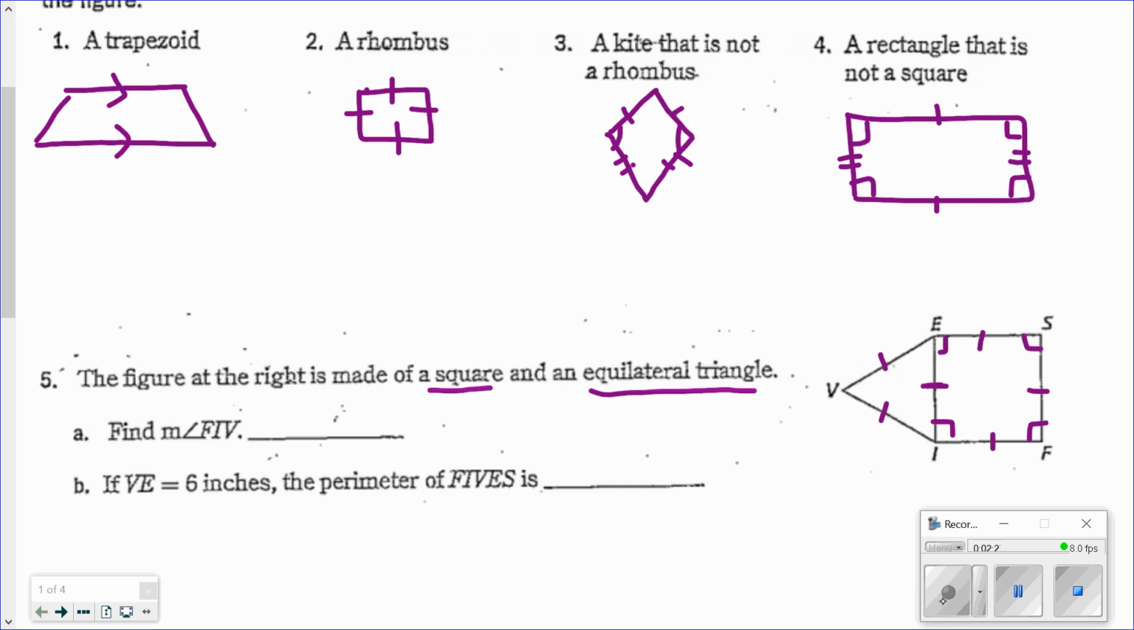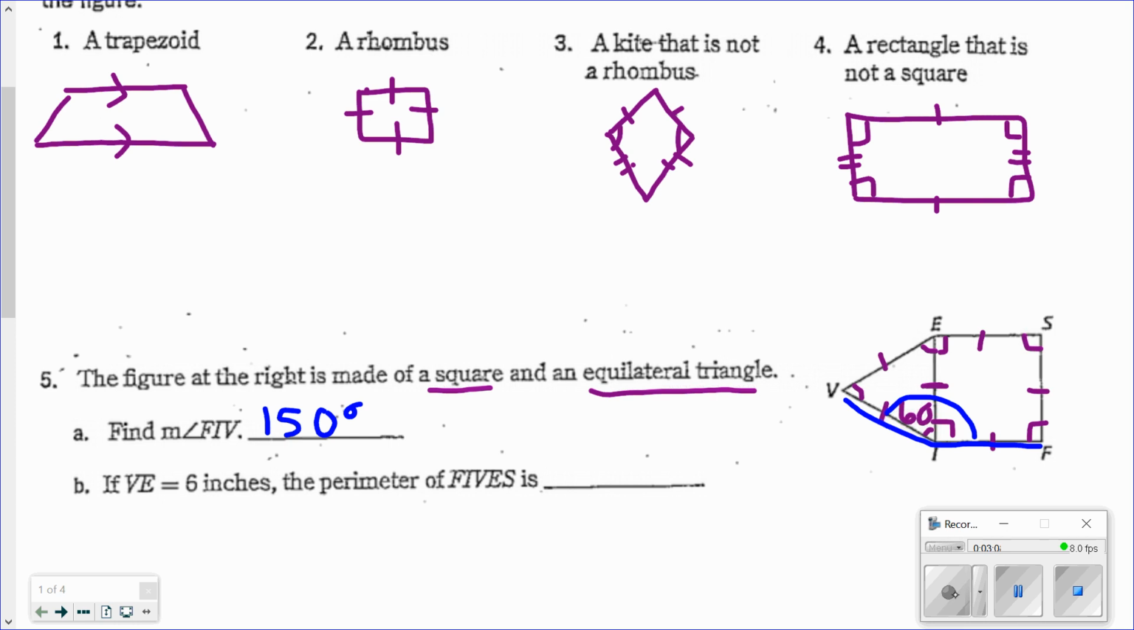We also know, because this is an equilateral triangle, that the angles inside the triangle are all congruent. So that means that each of these angle measures are 60 degrees. So this is 60 degrees, as well as this angle and this angle. So for A, when it said to find the measure of angle FIV, FIV is this angle right here, which is made up of 90 and 60 degrees. So I just add those up, and I know that that is 150 degrees.